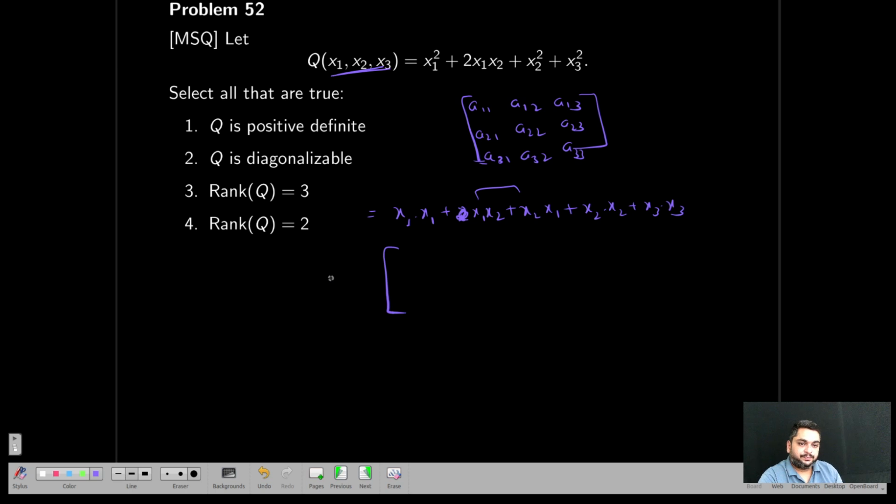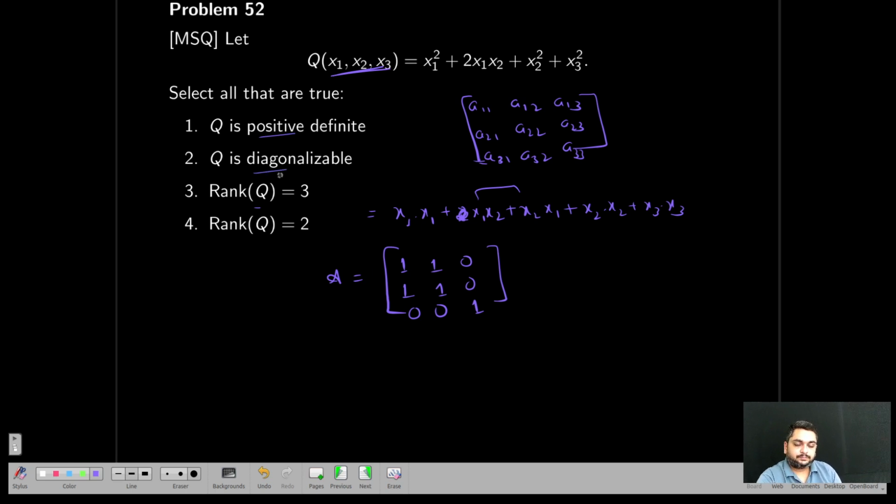So A is equal to, what is the 1 1 coefficient? 1. Is there 1 2? Yes, 1. And 2 1 is here, so this is also 1. Next 2 2, this is 1. Then you have 3 3, which is 1. The rest are all zero coefficients. Okay. So now find the eigenvalues and rank for this.